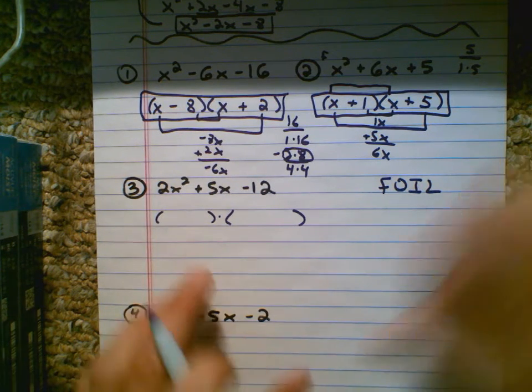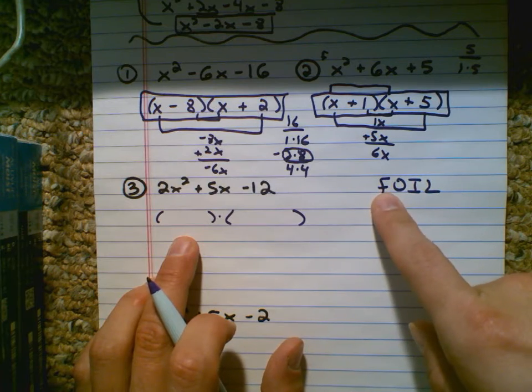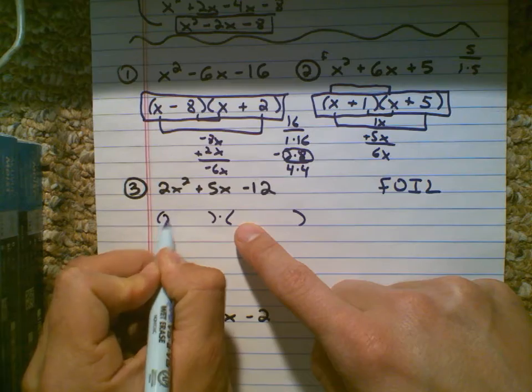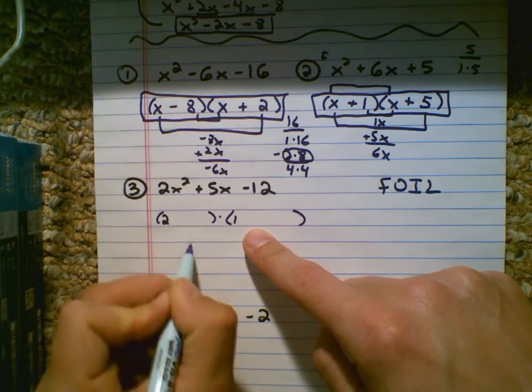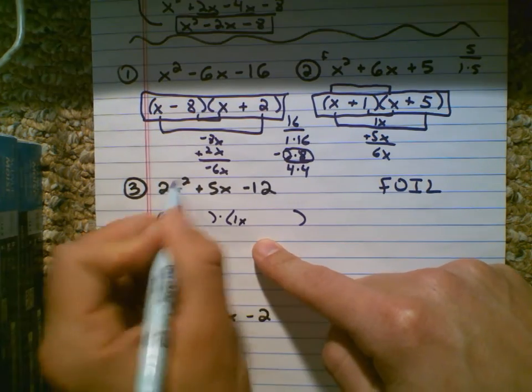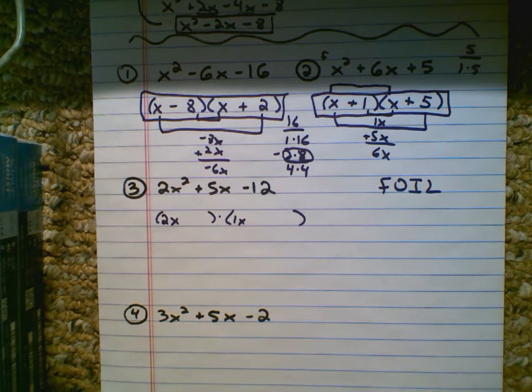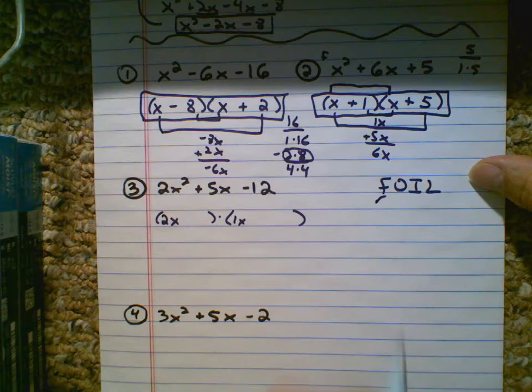Starting with this acronym, the F stands for first. So I want to know what times what can give me my first term. Well, 2 times 1 gives me 2, and x times x gives me x squared. So 2x times 1x would give me 2x squared. That's the F part of FOIL.